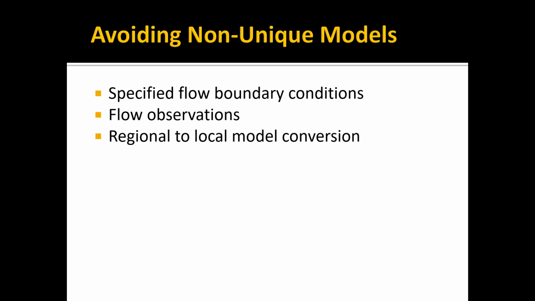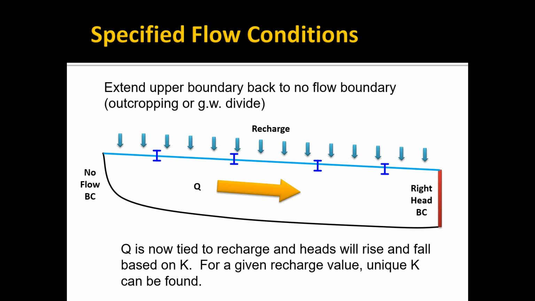We are going to talk about three general approaches for doing that. One is if you had some way of doing specified flow conditions. So instead of having a fixed head boundary condition at the two ends of the model, if you could somehow extend the upper boundary back to a no-flow boundary, either to an outcropping or a groundwater divide, then your model becomes way more sensitive to your hydraulic conductivity and your recharge. You would have to have recharge in this case because there's no water coming in through the left-hand side. You have to have a source of water. And so this would give you a much less constrained model.